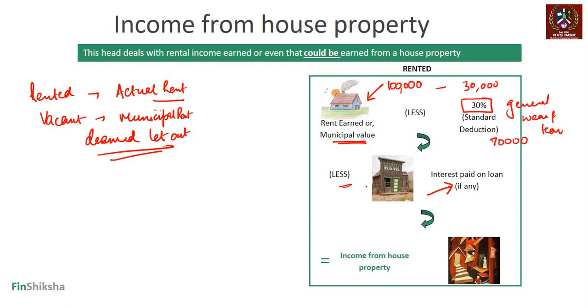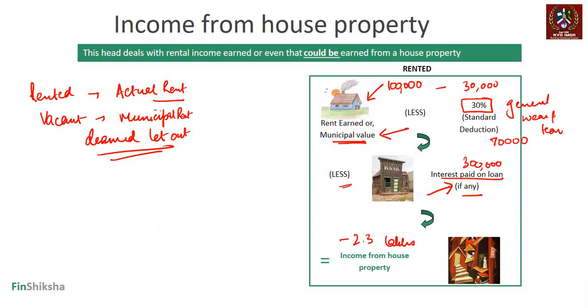From this 70,000, you can subtract any interest you have paid on the loan, any interest, right? If the interest component is 3 lakhs, you'll subtract the entire 3 lakhs. If it is 5 lakhs, you'll subtract the entire 5 lakhs to arrive at the final income. In this example, that will be minus 2.3 lakhs, right? Remember, if you own a home and it's not rented, it is lying vacant, still it is assumed to be let out or deemed let out.